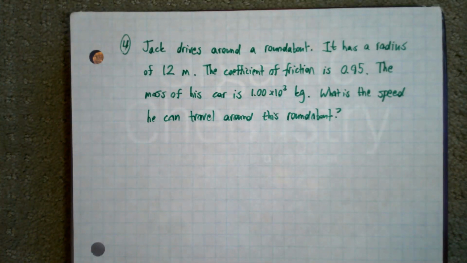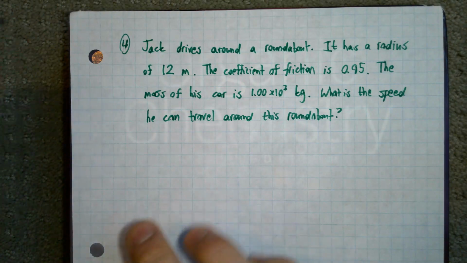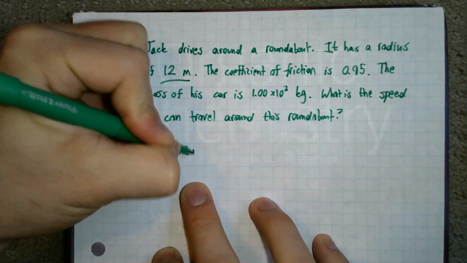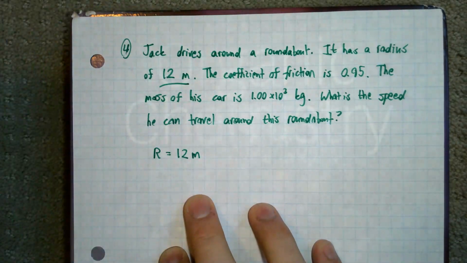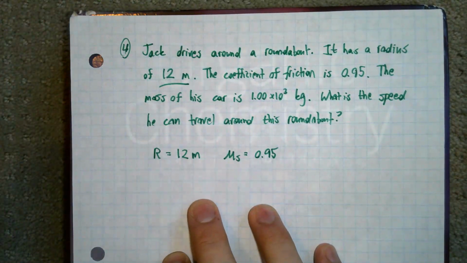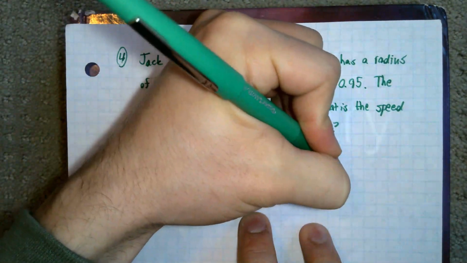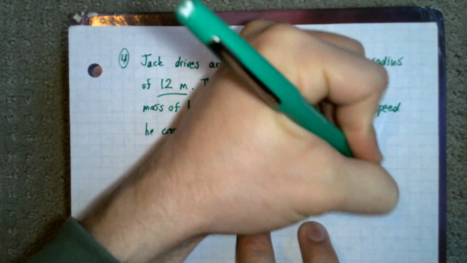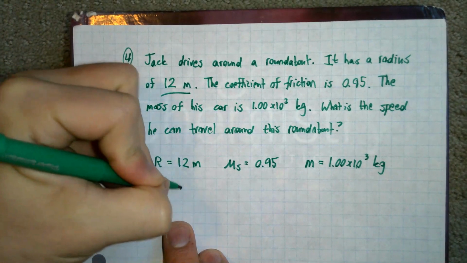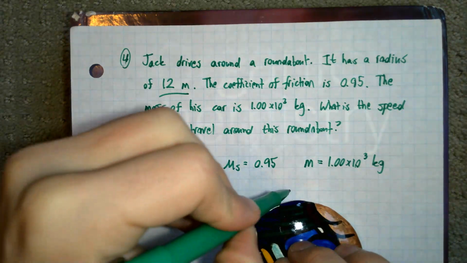So I could draw a circle for us again. Again, we just have a simple circumstance of circular motion. We have Jack traveling around a circle. We know the radius of the circle is 12 meters. We know the coefficient of static friction, mu sub s, 0.95. We know the mass of the car, 1.00 times 10 to the 3rd kilograms. And what we're trying to find is the speed, which would be the magnitude of the velocity. This is what we don't know. How fast can he really travel? All right, I will make a circle for us again. That should help.